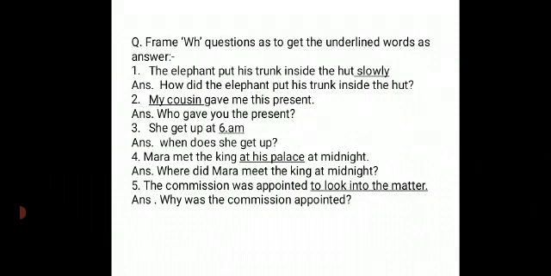Again I will be giving you some examples of WH. Now frame WH questions so as to get the underlined words as the answer. Now my dear students, in your examination paper, the question type you will get is, they will give you a statement and they will underline certain words there. And you have to frame a WH question where you will get that underlined word as the answer.